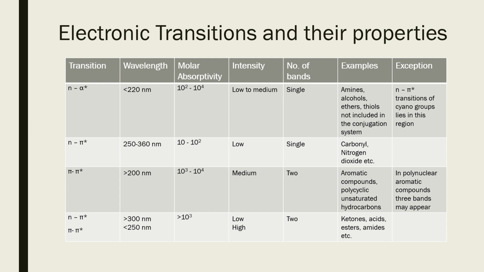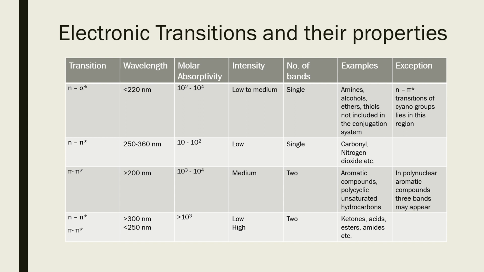Now, electronic transitions and their properties. Transition n to sigma star and n to pi star. These are also known as the forbidden transitions. Why? Because n to sigma star exhibits wavelength in the region less than 220 nanometer. So it falls under the vacuum UV region basically. Its molar absorptivity is 10 to the power 2 to 10 to the power 4.